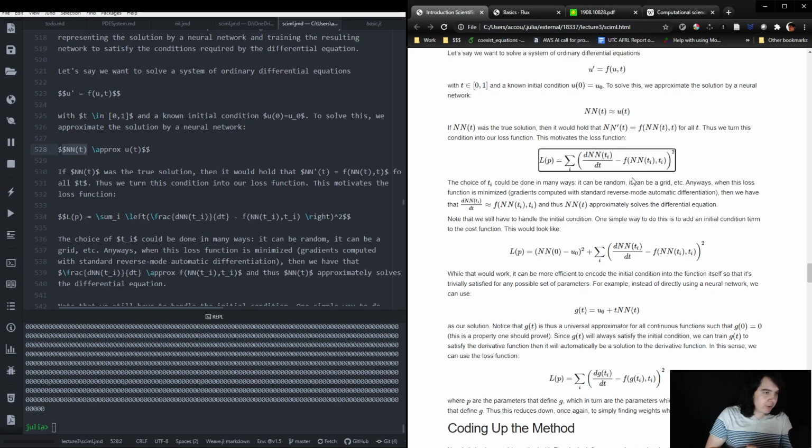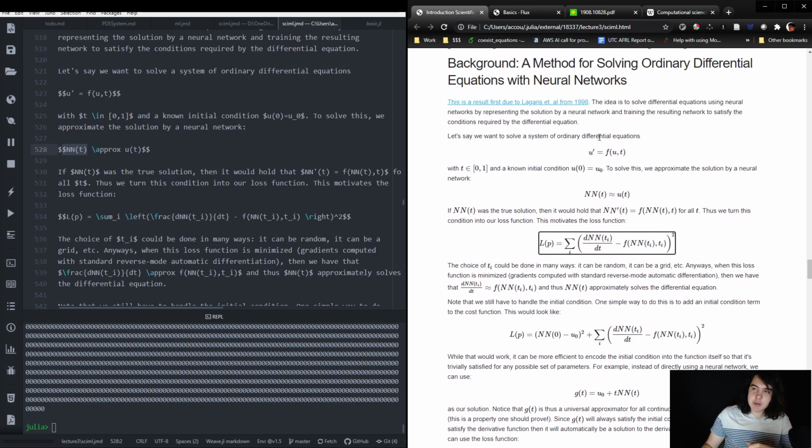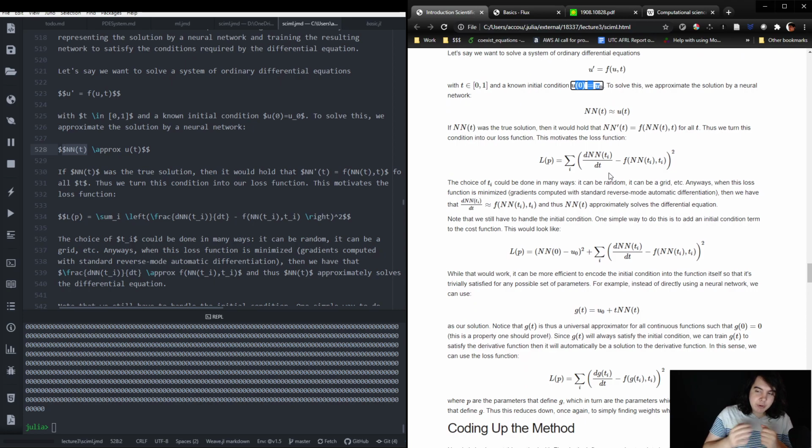Now, what do we do about the initial condition? Because we don't just have this equation, but we also know what the value is at the start. One thing you could do is just say this is another loss function term. So if I evaluate my neural network at 0, it better equal this term because we said it had to be true. And if it's not true, then there's a positive term in our loss function. So let's make it true. That's one way to enforce this.